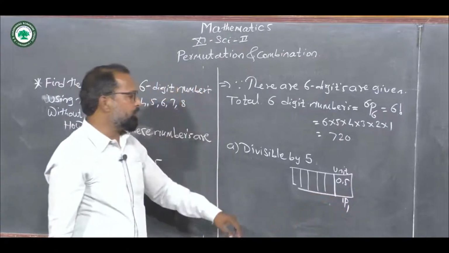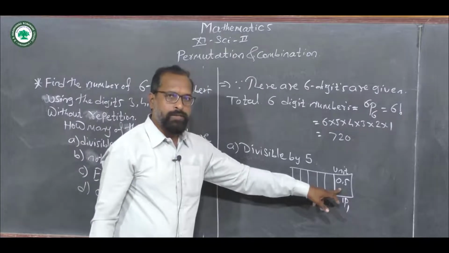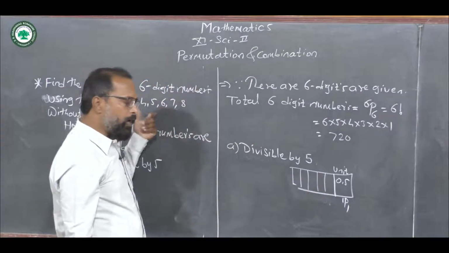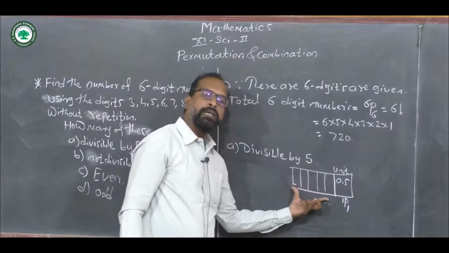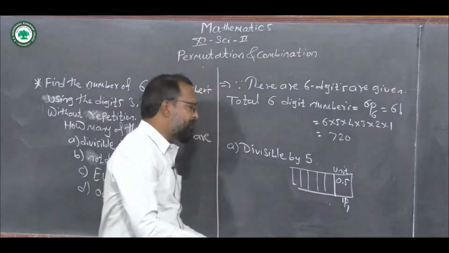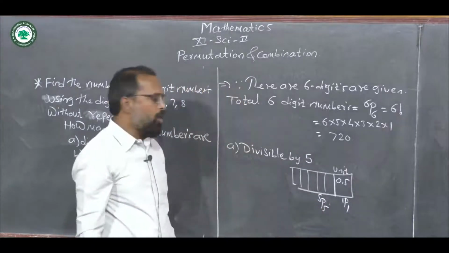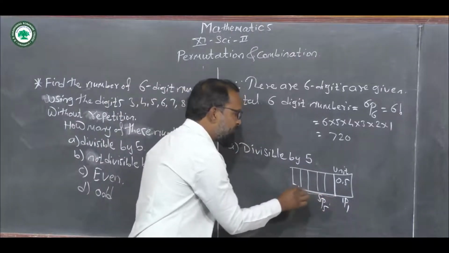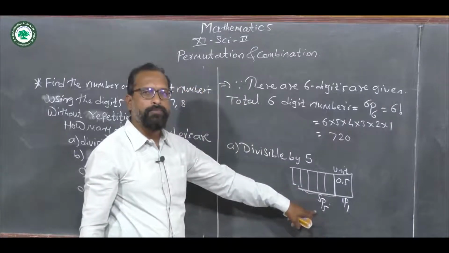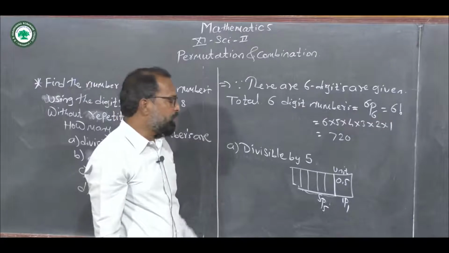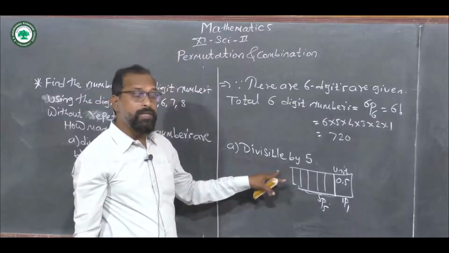Now 5 is placed at the unit place. So the remaining 5 digits can be arranged at the remaining 5 places in 5P5 ways. All these remaining 5 places can be filled in 5P5 ways, and therefore the total numbers which are divisible by 5.